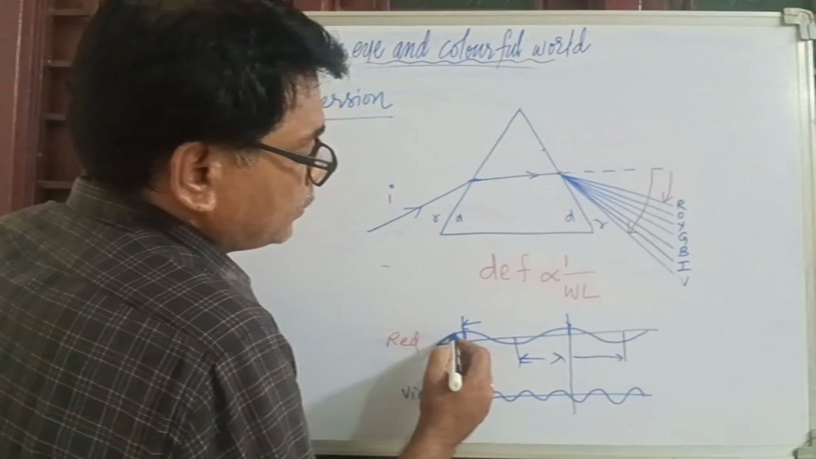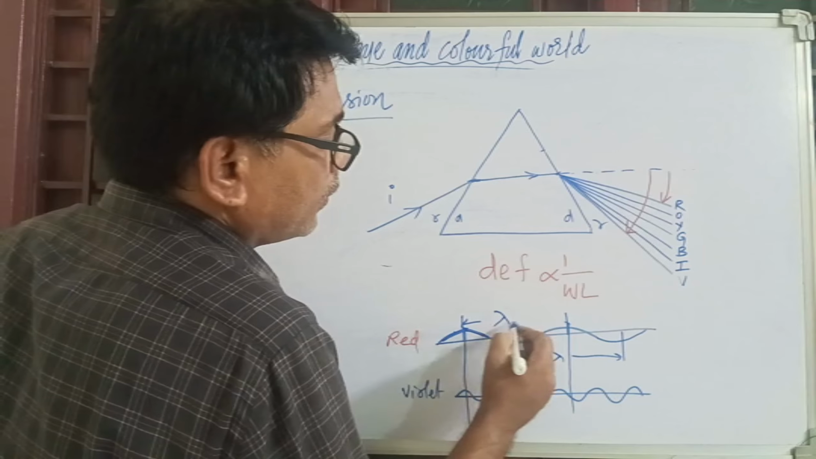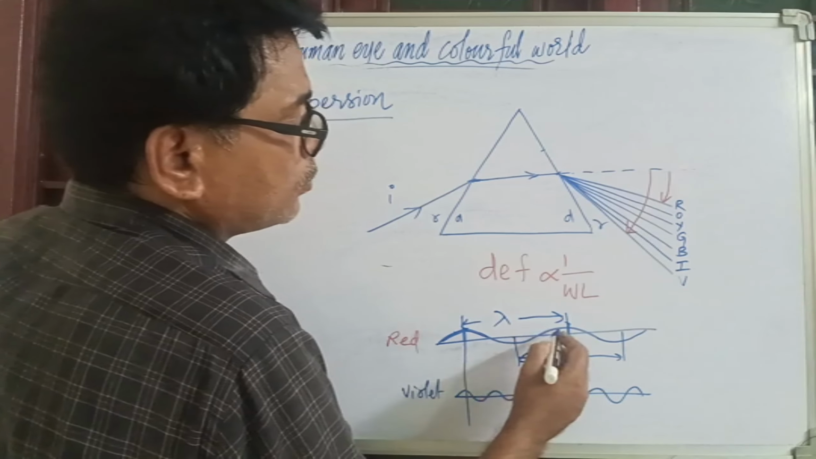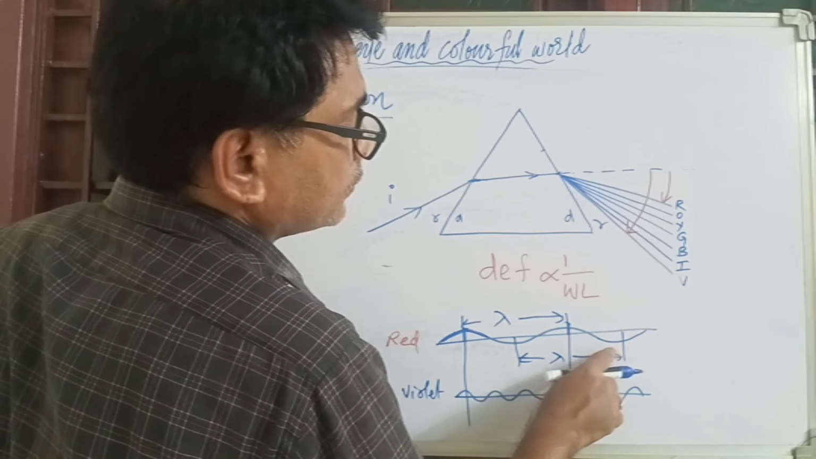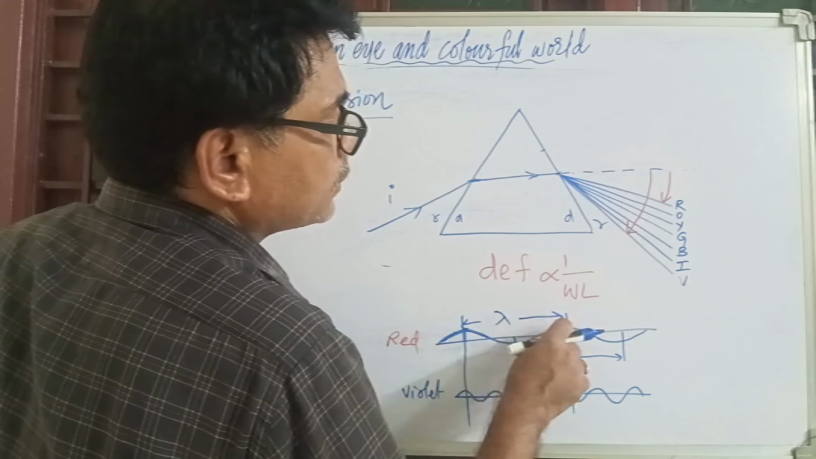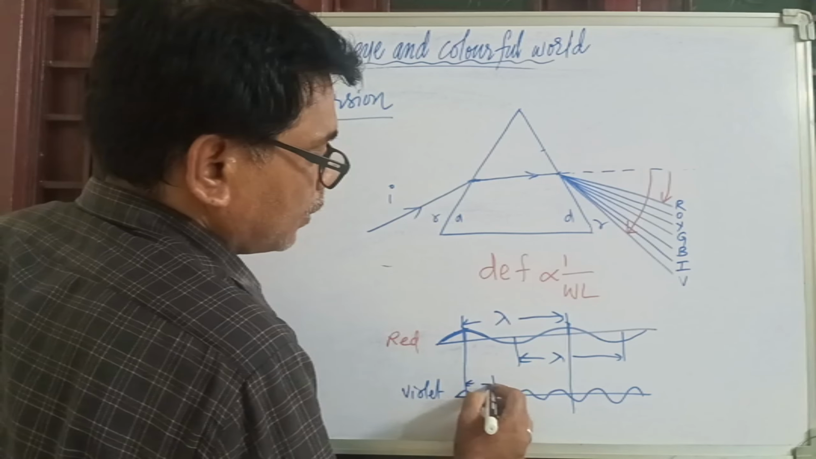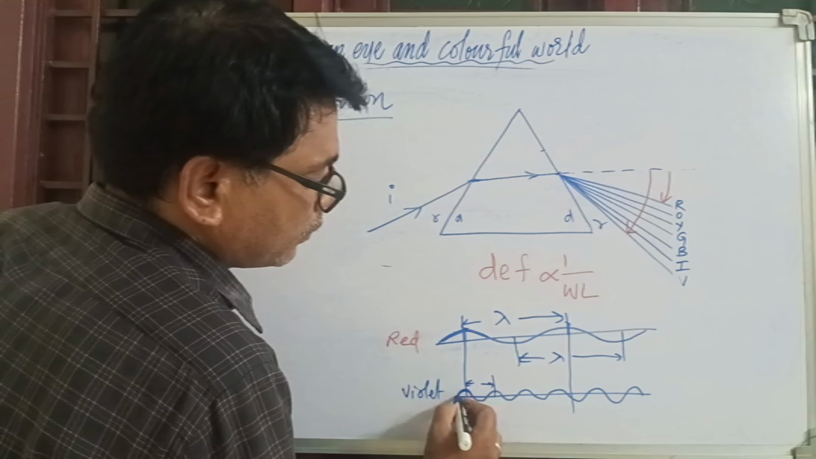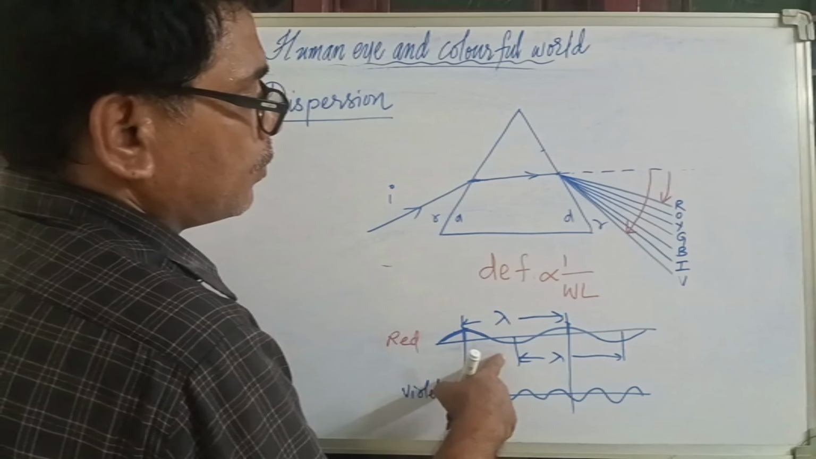You see how many peaks you got in red color in one wavelength? The distance between two successive crests is called wavelength, or the distance between two successive troughs is also called wavelength. It is lambda. It's a wave, and this is the length. Now coming to violet, this is the wavelength, the distance between two successive crests here. So wavelength is less here, and more there.